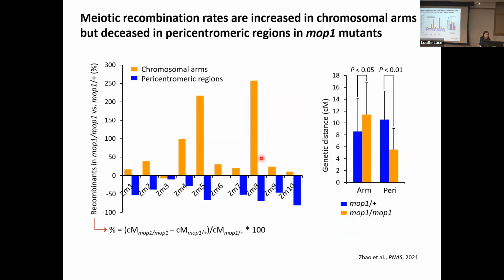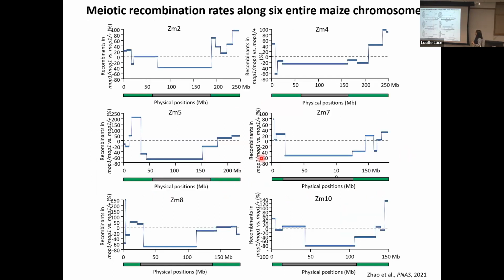If you do the statistical analysis, they are significantly different. Next, those were just a few markers. So later on, we developed more markers across 6 maize chromosomes. Above 0 means increased recombination. You can see that in the mutant, the chromosome arms recombination is increased, and in all the pericentromeric regions, recombination was decreased. This is pretty consistent with our earlier data.